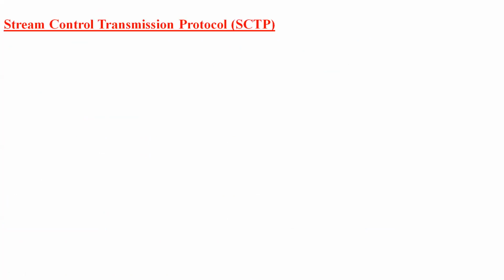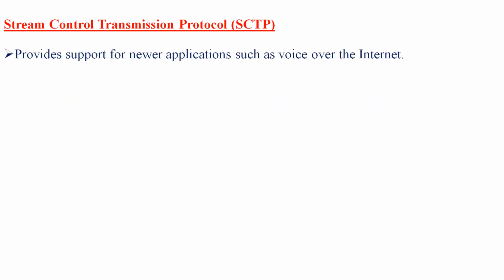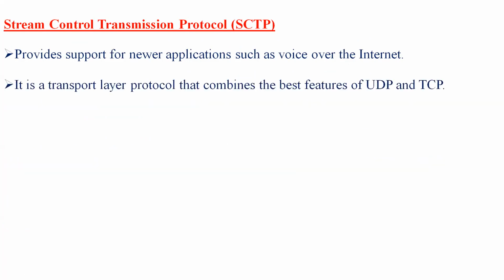Next we have SCTP, which is Stream Control Transmission Protocol. It provides support for newer applications such as voice over the internet. In order to convey voice messages, we use this protocol. It's a transport layer protocol which combines the features and functionalities of UDP and TCP.